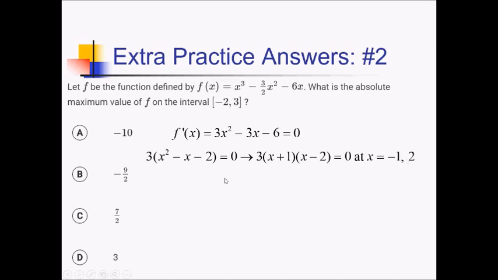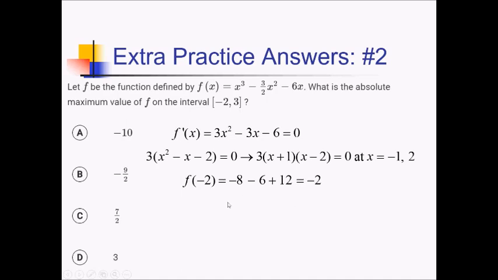All right, well, here we go. And this was a no calculator question, so we're going to have to be able to do this by hand here. So f of -2, we'll start with the left endpoint. Plugging that in term by term, we've got -8, because that's -2 cubed. And then this is going to be 4 divided by 2 is 2, times 3 is 6, so -6. And then -6 times -2 is 12. This is -14 plus 12, which is -2.